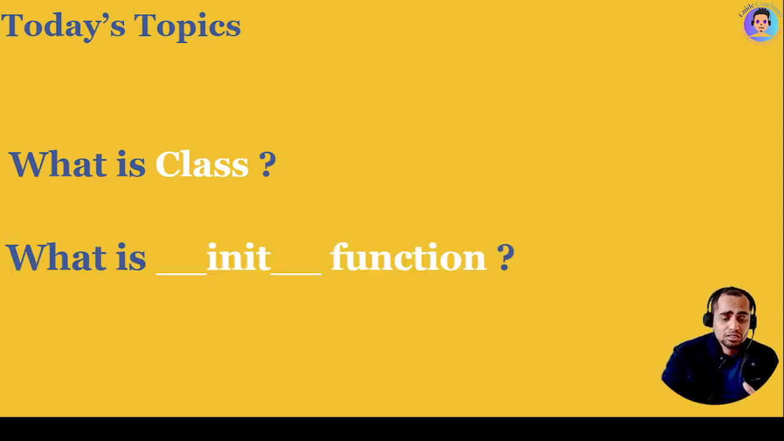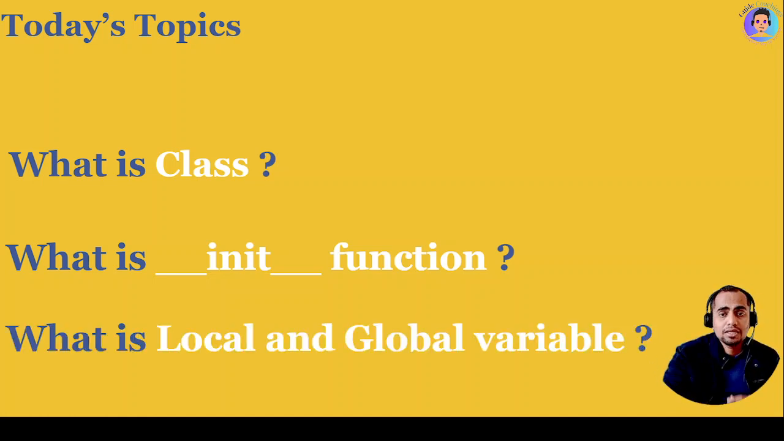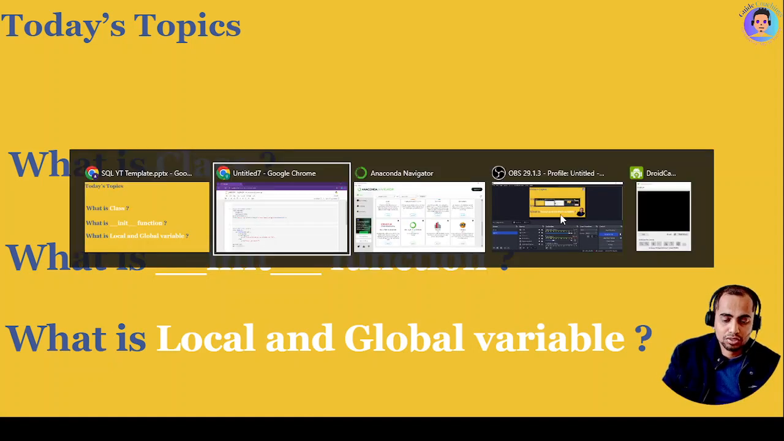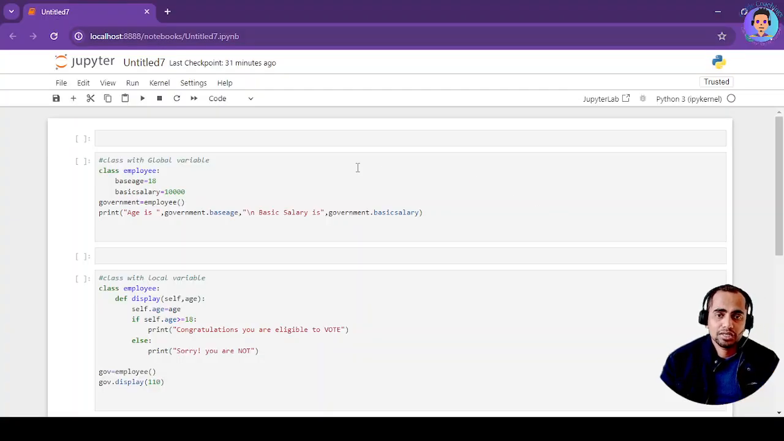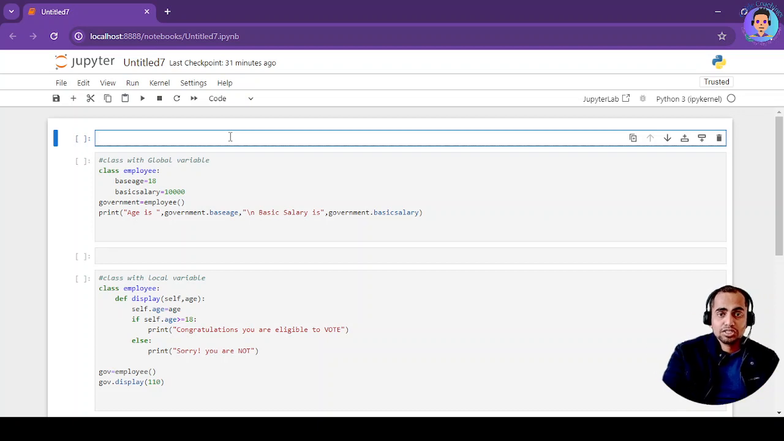Then in that same line we are going to discuss the init function, why the init function is important, how it is used, and why we declare it. Last but not least we are going to talk about a very important topic, that is local variables and global variables. Variables we have seen, now we are going to see the concept of local and global variables. Let's quickly jump onto the practical window and start with the first topic, that is creation of a class. For creation of a class in Python, we just need to write class.